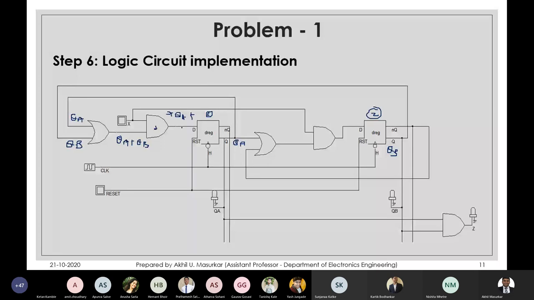And here if you see, this is going to be QB bar. And X is coming here. So what you would get here is QA plus QB bar. And the output here would be X dot QA plus X QB bar. So those are your inputs and Z is going to be QA dot QB. So from Z itself you can say that this is a Moore circuit. So please copy this logic circuit implementation.